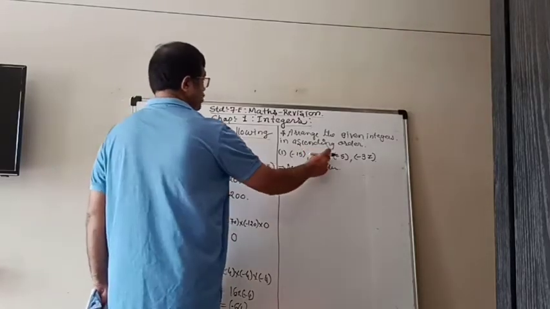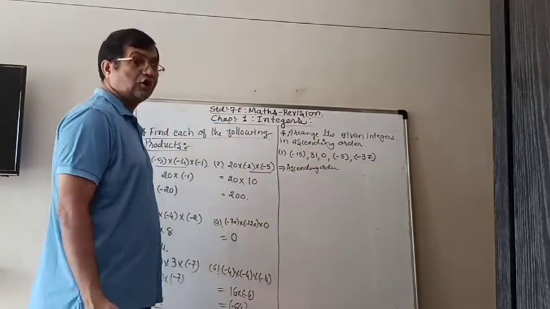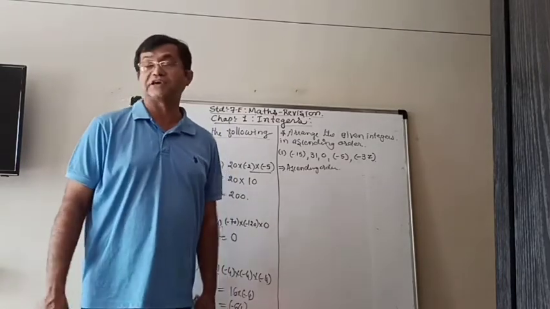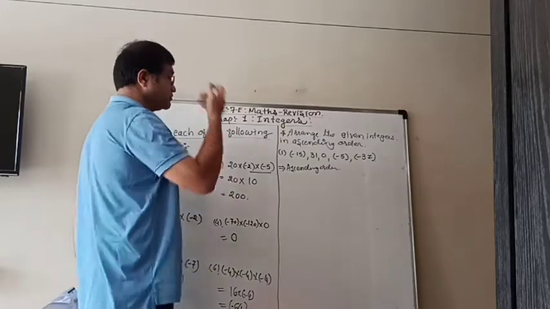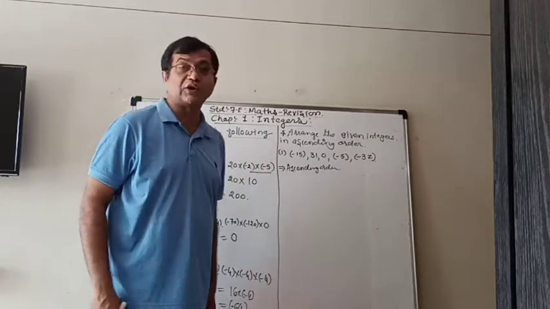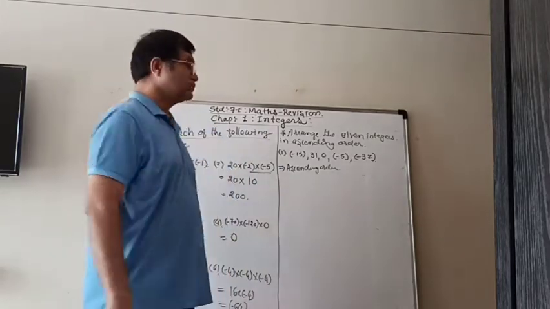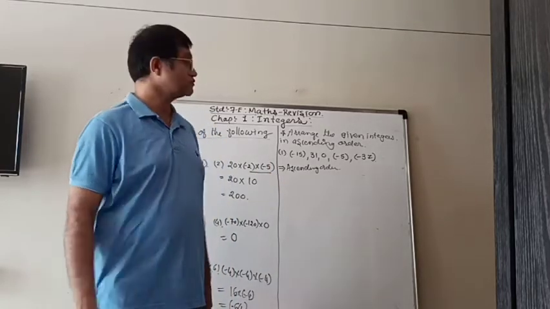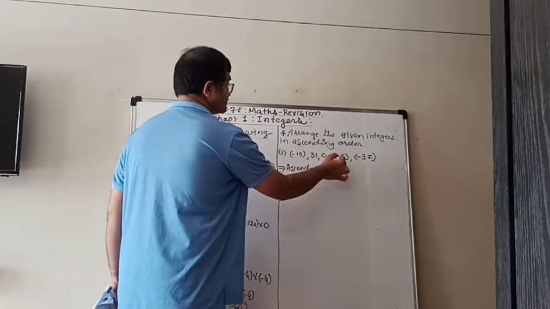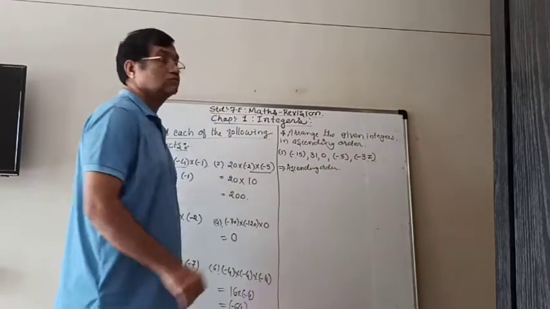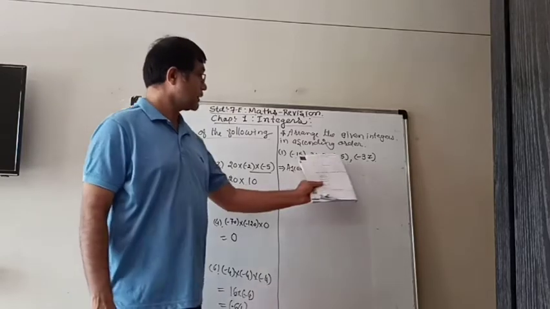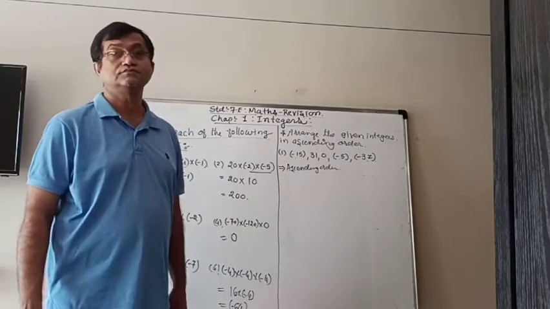Don't tell me that 0 is the smallest, because 0 is in the middle. It cannot be the smallest. Negative numbers are the smaller numbers. So now which is the smallest number, because there are 3 negative numbers. What do you think? Which one is the smallest? -5? No.